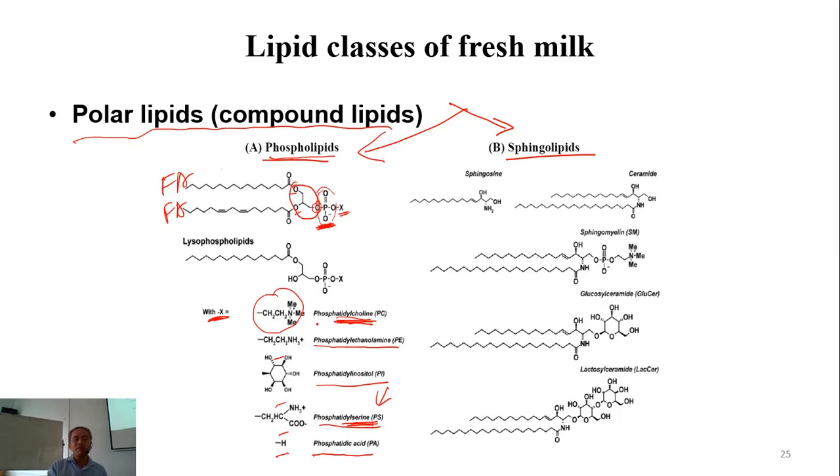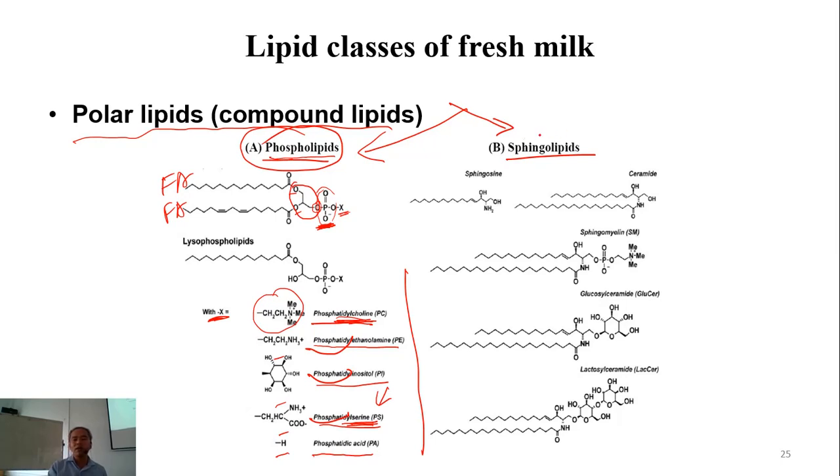When you see phosphatidyl, then that's actually what? Phospholipids. You don't need to remember all the names, but you need to memorize a little bit. For example, I put in the exam: phosphatidylcholine is A, a carbohydrate, B, a neutral lipid, C, a polar lipid, D, I don't know. Then you select which one is the most correct. If you see phosphatidyl, then it's a phospholipid.